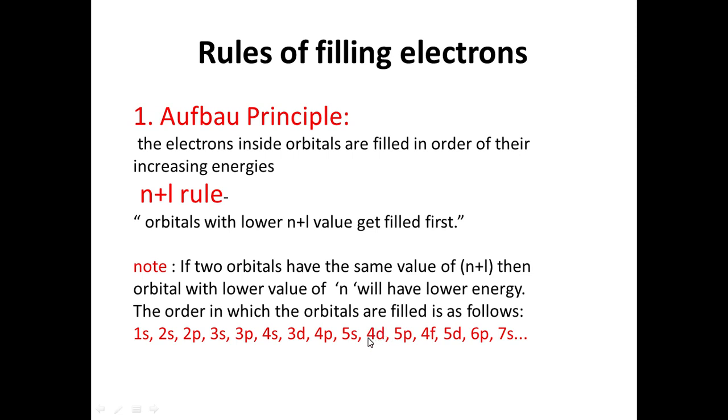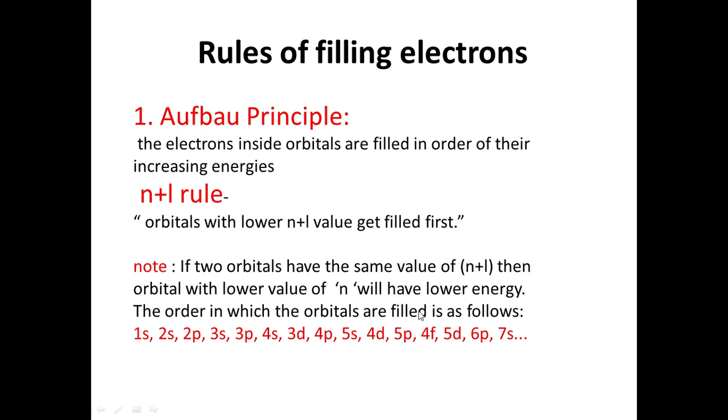And if we compare this value with 5s, there is a 5, and the value of l for s is 0. So the total n plus l value for 5s is 5. So which one has the lower n plus l value? That is 5s. So it is filled first. Okay, so the order of filling must be from 1s to 7s, that means from 1s to 7s.